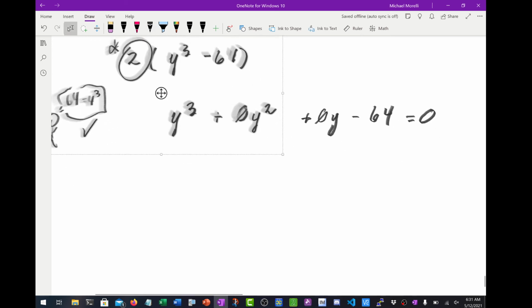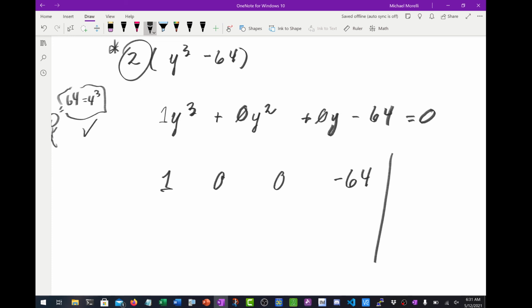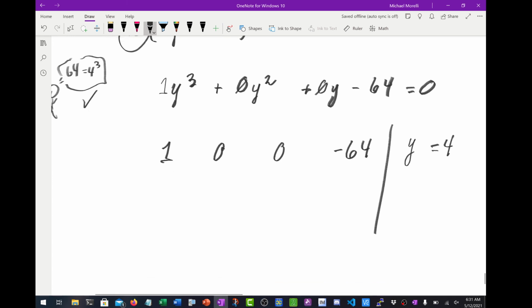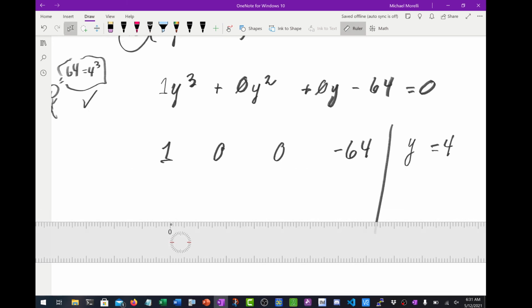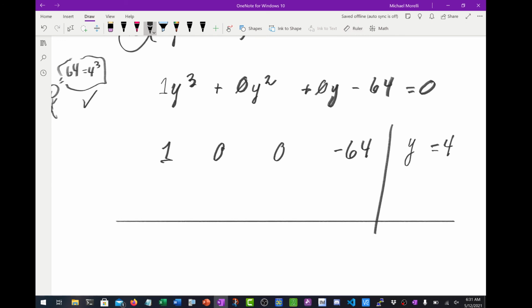So now what I'm going to do is put a 1 here and then do synthetic division. I've got 1, 0, 0, negative 64. And then I know that y equals 4, because there is no x. And so we're going to do synthetic division. Remember, we bring this 1 down and then multiply 4 times 1. That gives me 4. 0 plus 4 is 4.